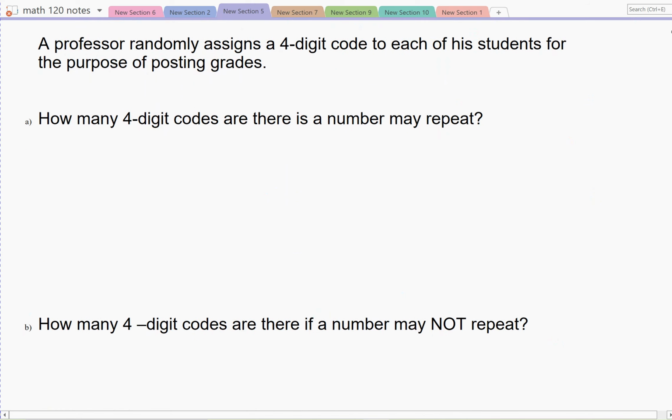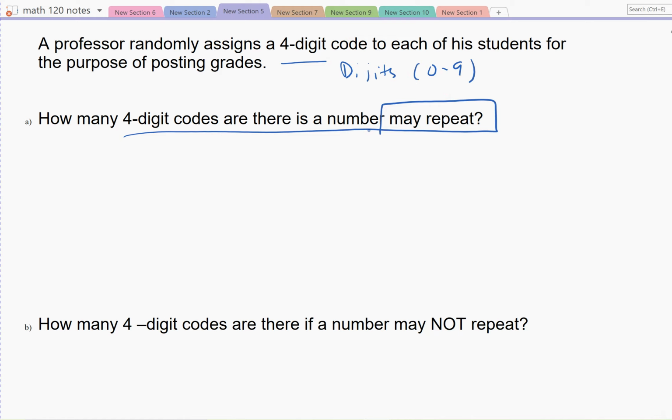A professor randomly assigns a 4-digit code for each of his students for the purpose of posting grades. I didn't say it here, but whenever it's a digit, we always assume digits are 0 to 9. All right, I've got 10 options for my digits. Now the first one, how many codes are there if I can repeat? So technically somebody could have the same number in the whole entire code, right? I could have a code with the number 2 4 times. All right, so number of codes when I repeat.